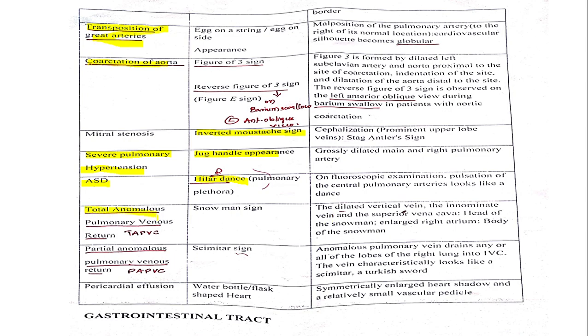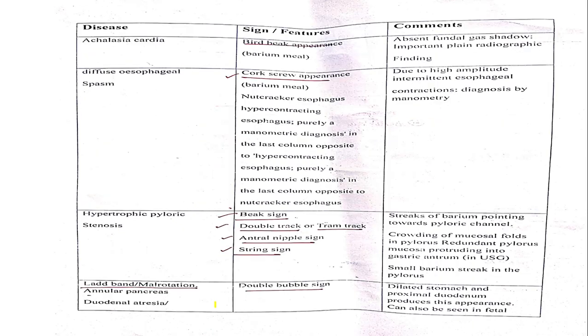Total anomalous pulmonary venous return, TAPVC, shows Neumann sign. Partial anomalous pulmonary venous return, PAPVC, shows Scimitar sign. Pericardial effusion shows water bottle or flask-shaped heart. Now we'll see gastrointestinal tract.